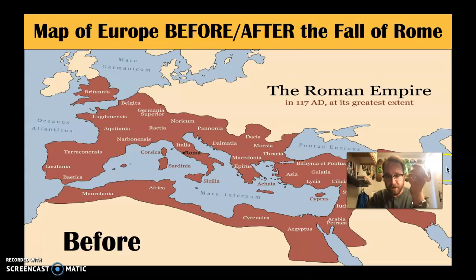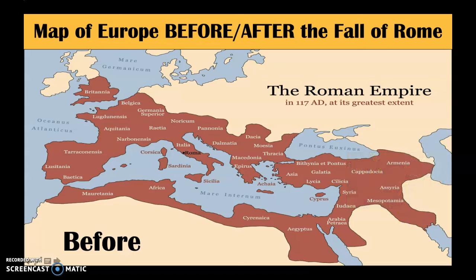Here is a nice little reminder of what the Roman Empire looked like. It was huge. It encompassed the entire Mediterranean Sea. It encompassed all of Spain, all of France, all of Italy, a significant portion of Germany, Greece, Turkey, the Middle East, North Africa. It even made its way all the way up into England.